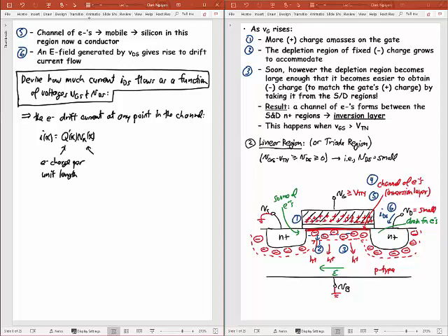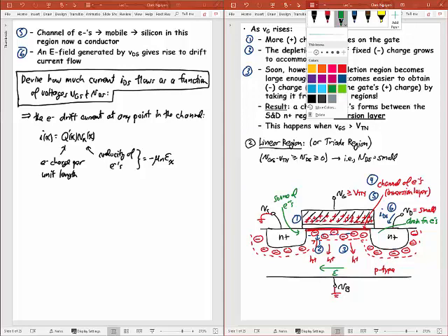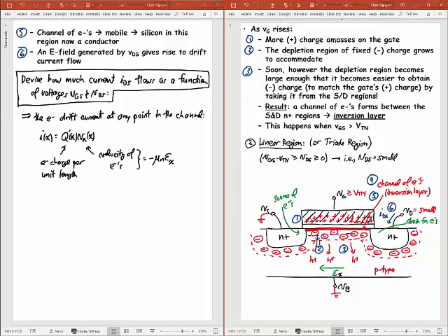Okay, so let me do that. Let's say the velocity of electrons, which you already know from previous discussions, is just equal to minus a mobility times that electric field E sub x. Okay, so down here, to finish this picture, I'll call this E sub x now.